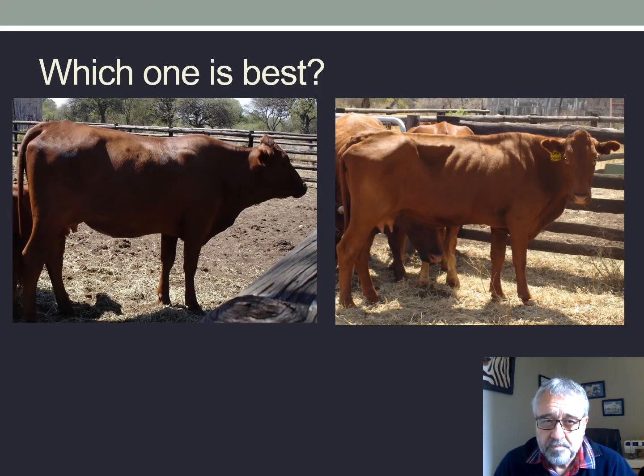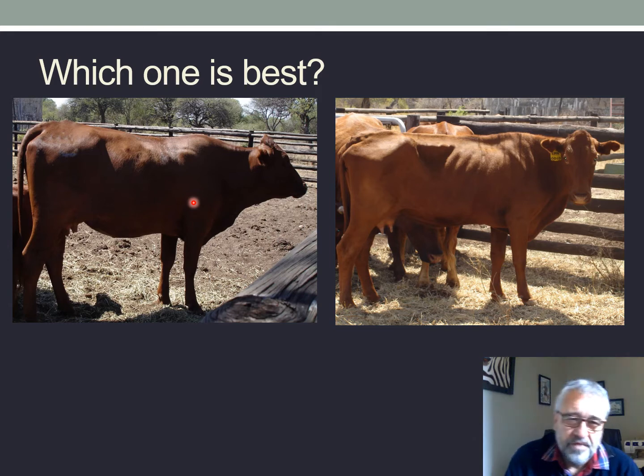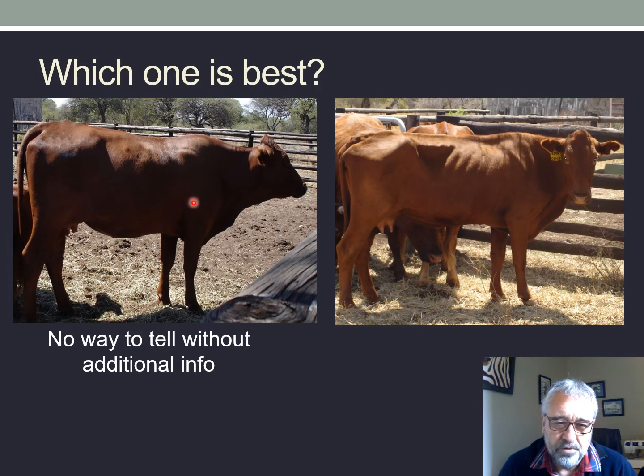Okay, so we can kick off by looking at these two pictures of two cows. The one on the left is better conditioned than the one on the right-hand side, and now one can ask the question, which one of these cows is the most desirable in terms of your production system. And you can have all sorts of arguments, but I think it boils down to the fact that you cannot compare these two cows unless you have more information available to enable you to compare them.